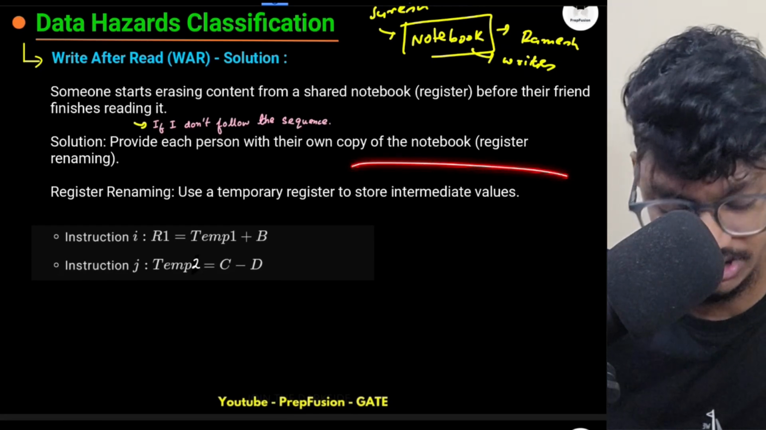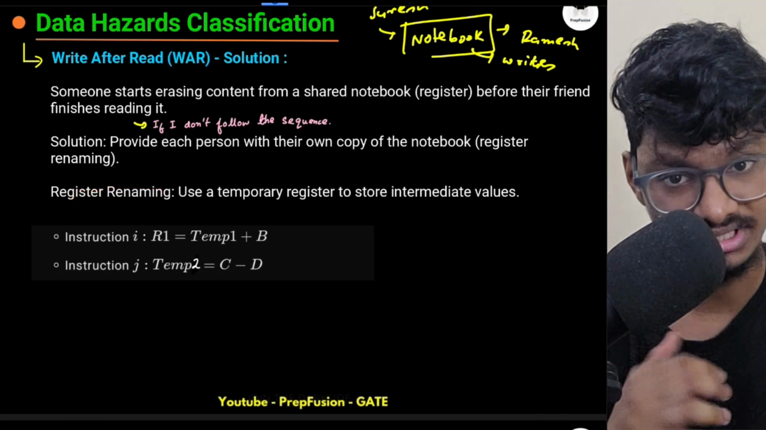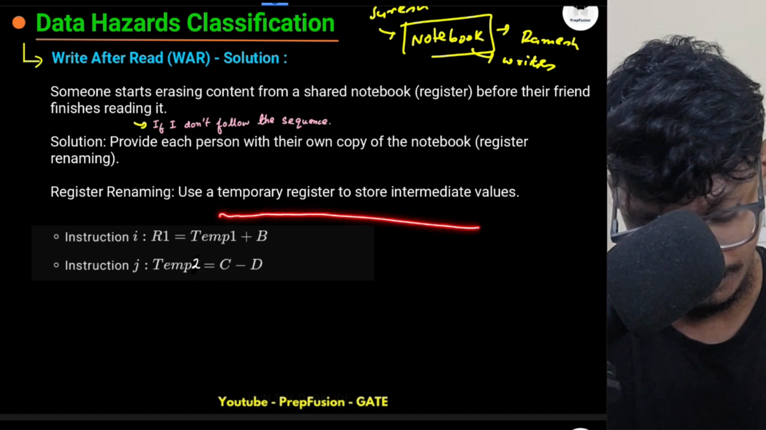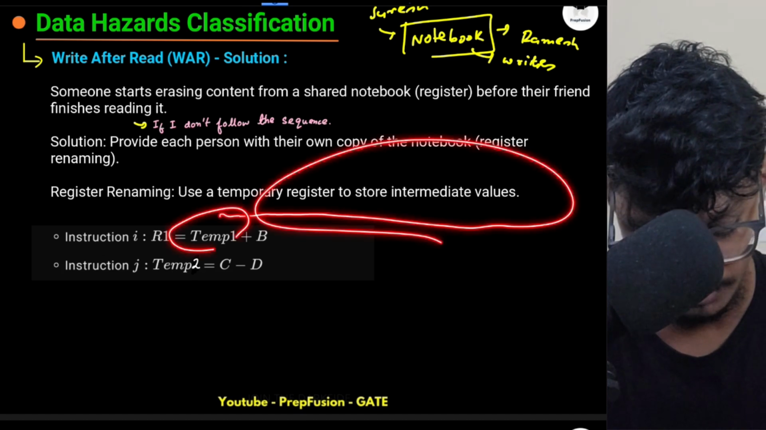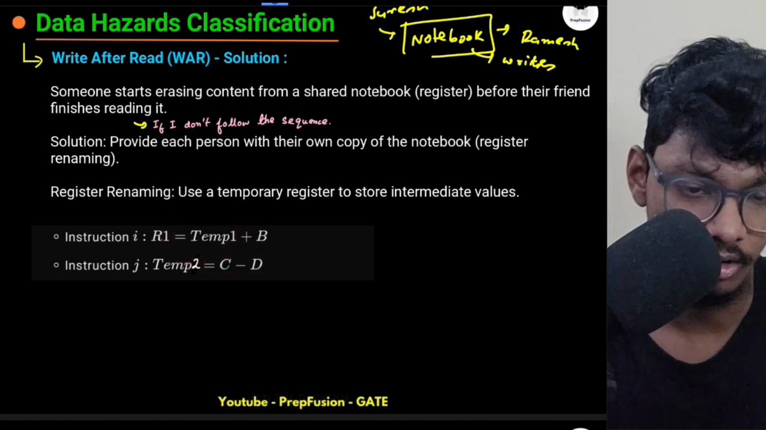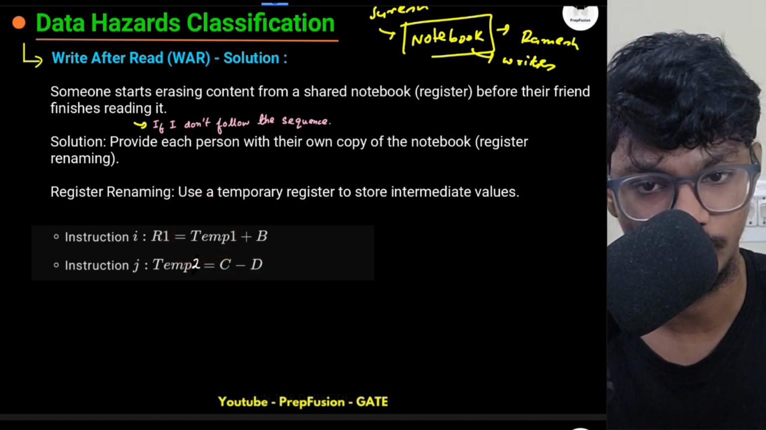Okay, so we do register renaming same as the previous dependency. If this hazard happens, we can use a temporary register to store the intermediate value. So R1 can be used as a temporary, temp1 plus b and temp2. All this we can do with simple register renaming.